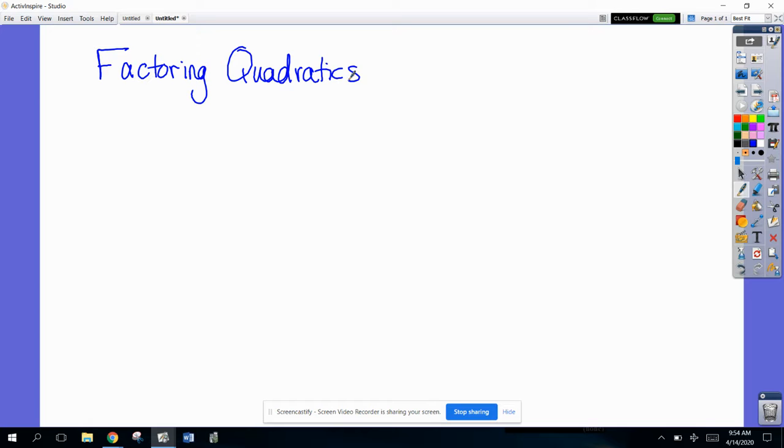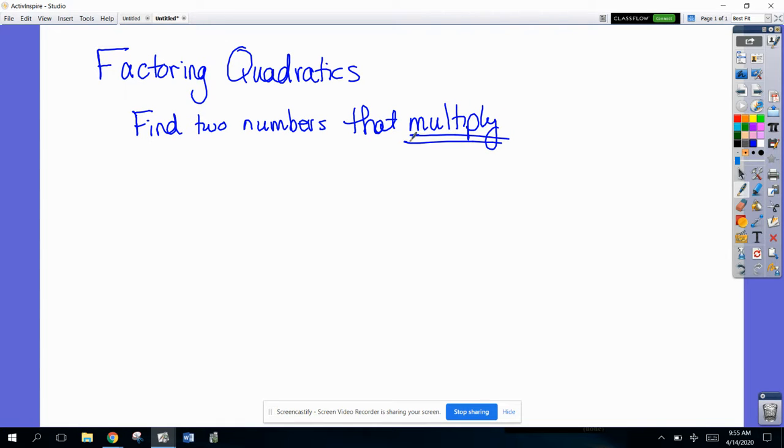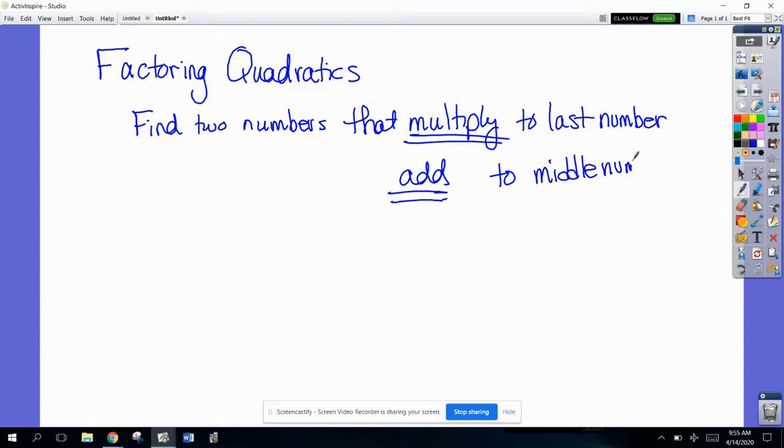The notes say that you need to find two numbers that multiply to give you the last number and add to give you the middle number. So it's kind of like a little puzzle. So let's look at the first example.